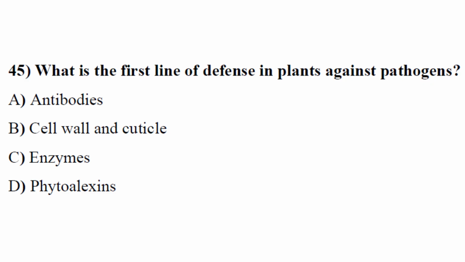45. What is the first line of defense in plants against pathogens? A. Antibodies. B. Cell wall and cuticle. C. Enzymes. D. Phytoalexins. Answer: B. Cell wall and cuticle.